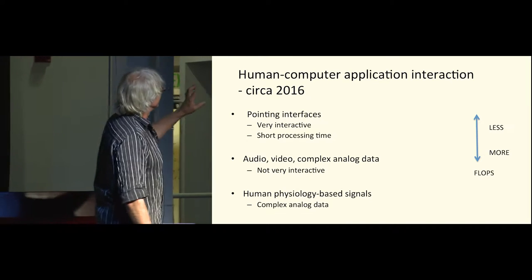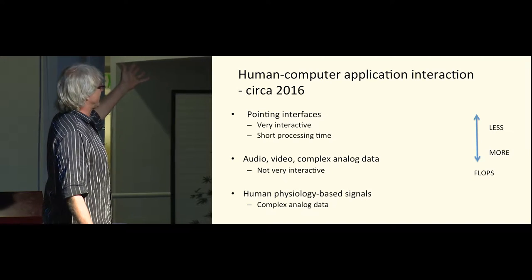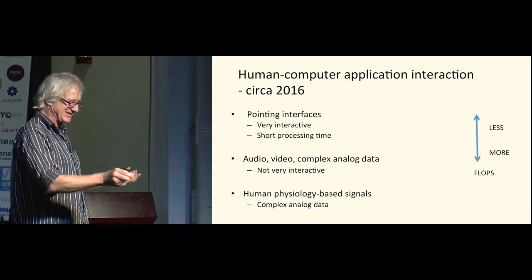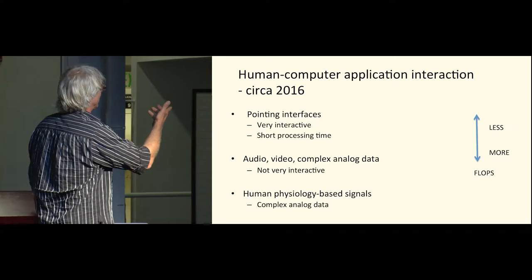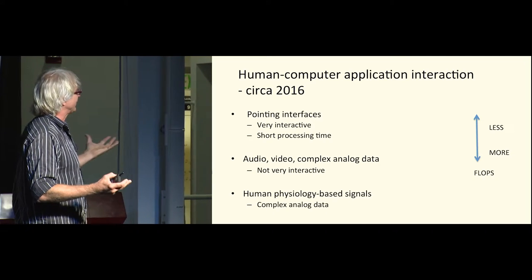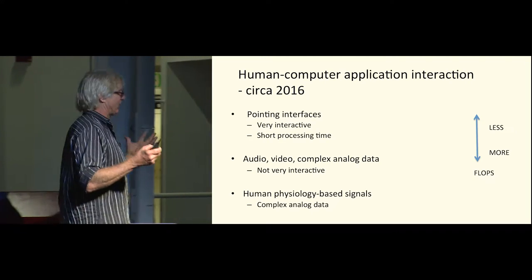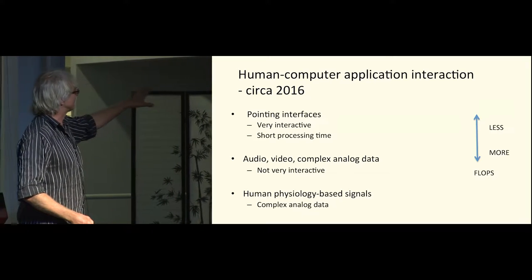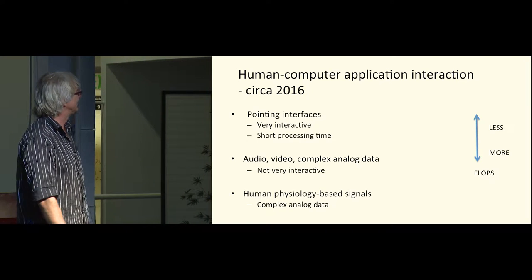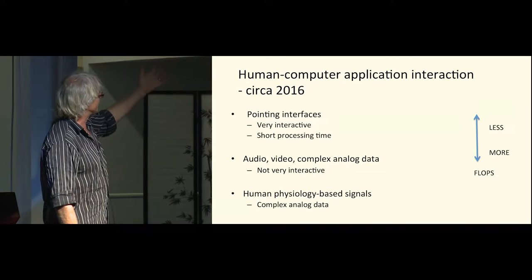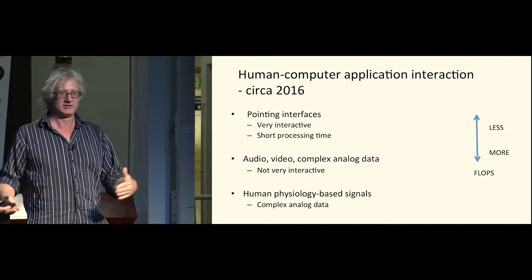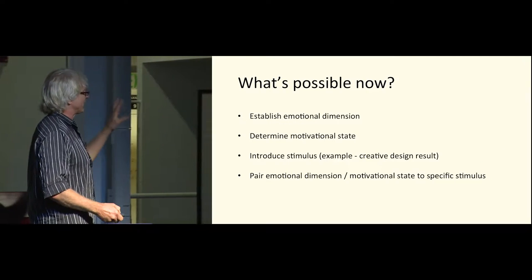So where are we now? We're circa 2016. Right now, our primary computer interfaces are our pointing interfaces, like tablets or a stylus or a mouse, and we also have keyboards. And then we have complex analog data like video and audio, which is the primary stimulus. And this human physiological signal data is actually a little bit less complicated than the audio and video. The data rates aren't as high, and it's just complex analog data, much like that. So it's not for lack of processing ability. It's maybe more a lack of focus. That's why we don't have as much of that.